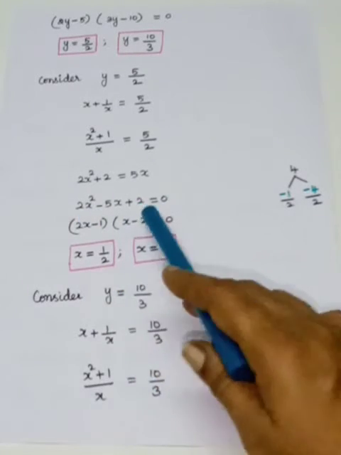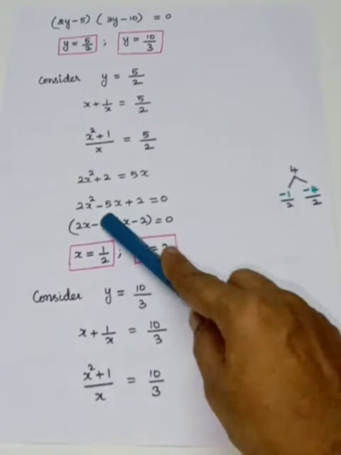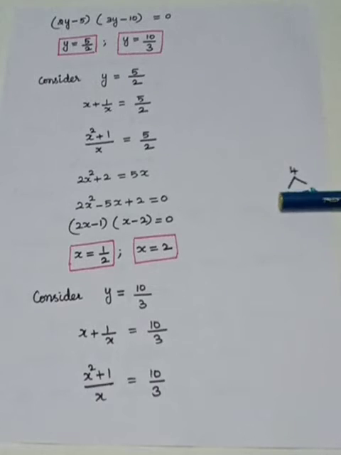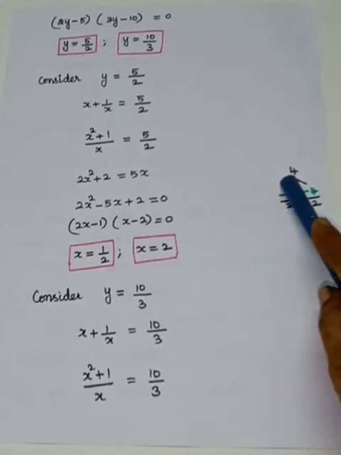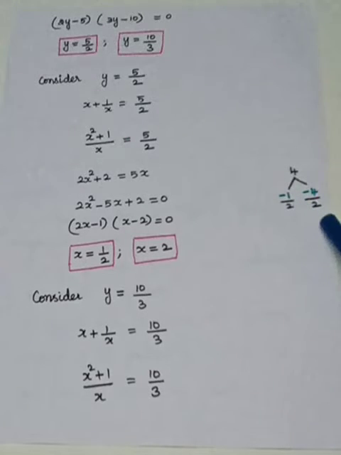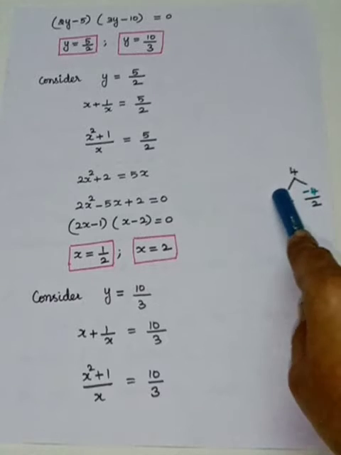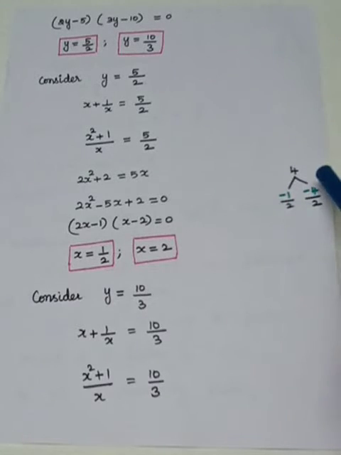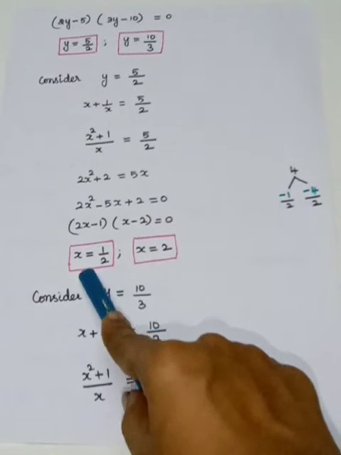2 2s are 4. So here the product is 4 and the sum of two numbers is minus 5. So I'll take the numbers minus 1, minus 4. What is it? Minus 1, minus 4. And here the coefficient of x squared is 2. So when it is divided by 2, you will get minus 1 by 2 and minus 4 by 2. So this can be written as 2x minus 1. And if you cancel with 2, in the numerator you are having minus 2. So it is x minus 2 is equal to 0.